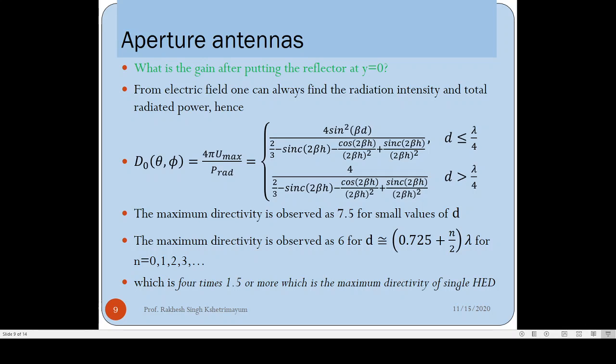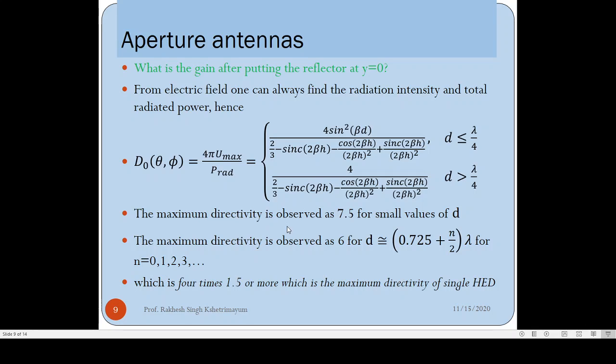What was the maximum directivity for the stand-alone horizontal electric dipole? It was 1.5. So what we are getting is that directivity is improved significantly. It is almost 4 times or more than that of the single alone horizontal electric dipole. So putting a flat plate reflector is increasing the directivity by almost 4 times.